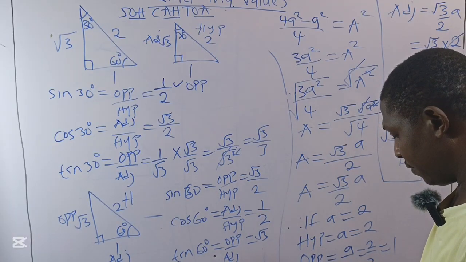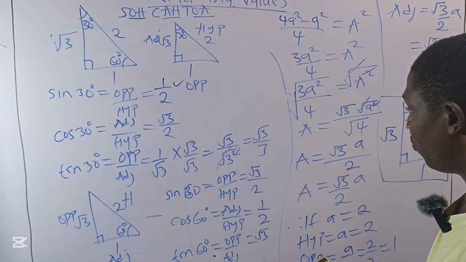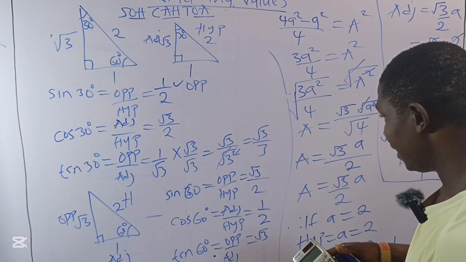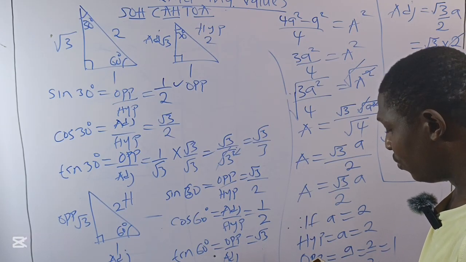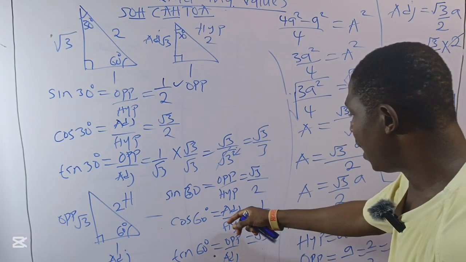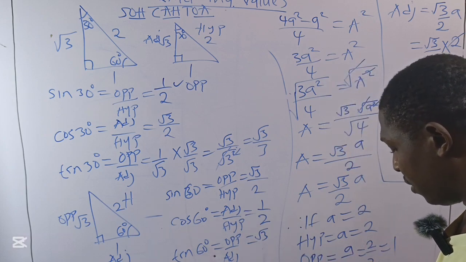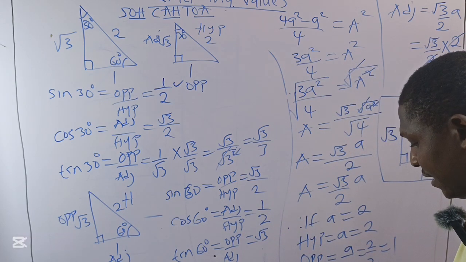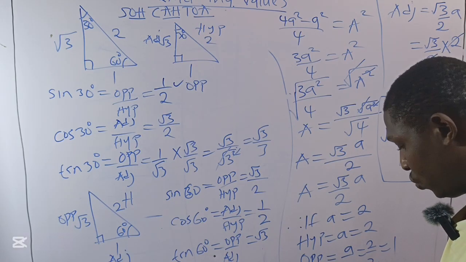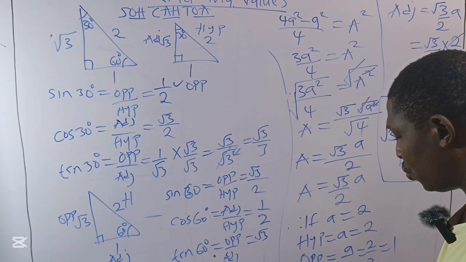So let's verify again. Sine 60 is equal to 0.866. And we said sine 60 equals root 3 over 2, so it should give us that value, which is also 0.866, correct. And cos 60 is equal to 0.5, and 1 over 2 is 0.5. And tan 60 equals 1.732 and so on, which is root 3.